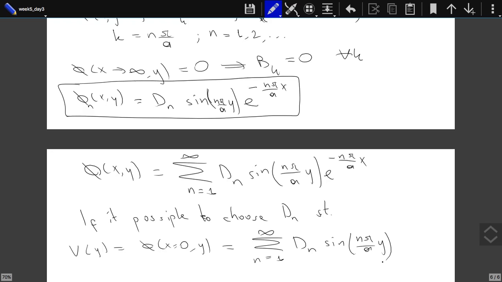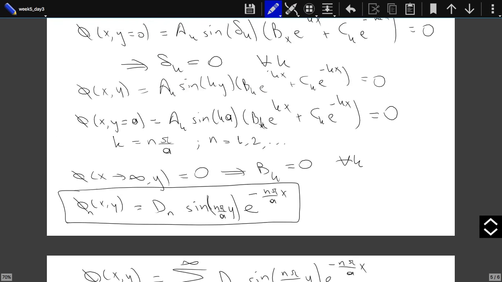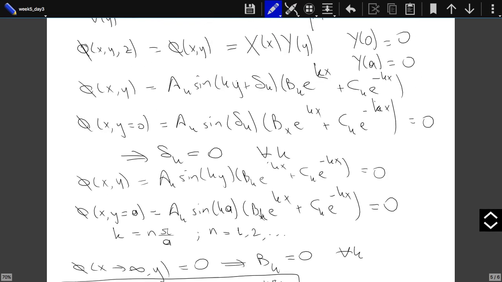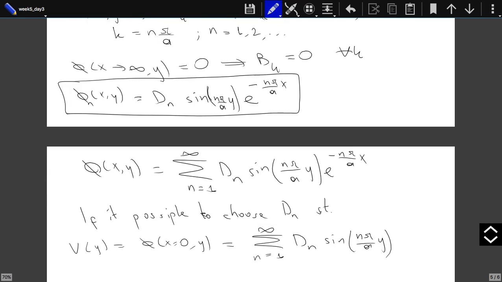Hocam, n starts from 1, right? Does it start from 0? Yes. Well, let's put n equal to 0. N equal to 0, k is equal to 0. If k is equal to 0, sine of 0 is 0, so phi is 0. Well, that's a solution satisfying all our three boundary conditions. It is 0 at y equal to 0, it is 0 at y equal to a, it is 0 at infinity. Okay, no problem. You can add 0 to this summation.